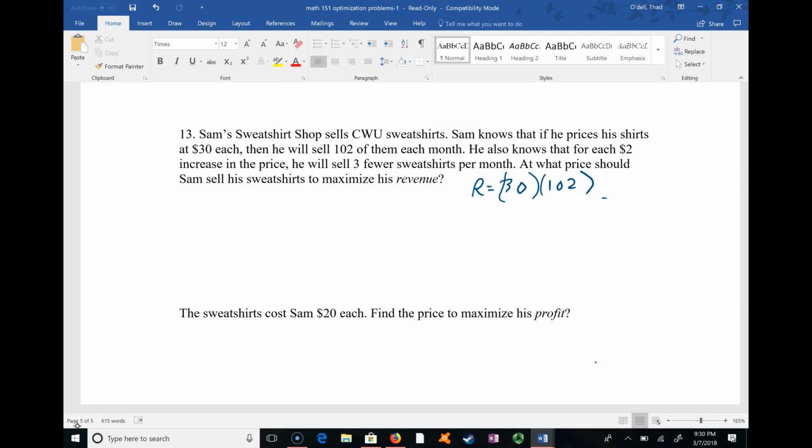But then we have this little information here that says he also knows that for each $2 increase in price, he will sell 3 fewer sweatshirts. So let's see if we can write an equation out of that. We're going to define a variable x as the number of $2 increments.